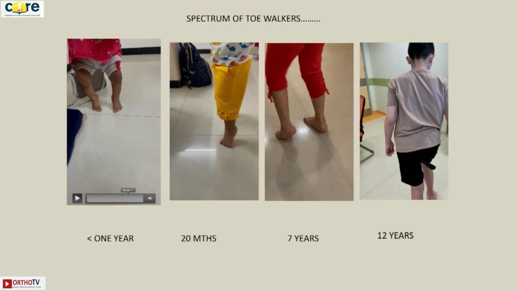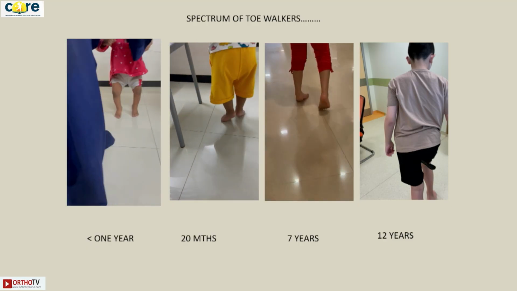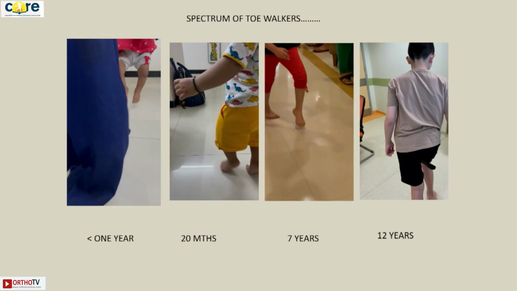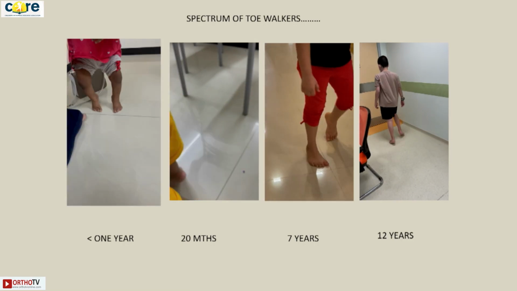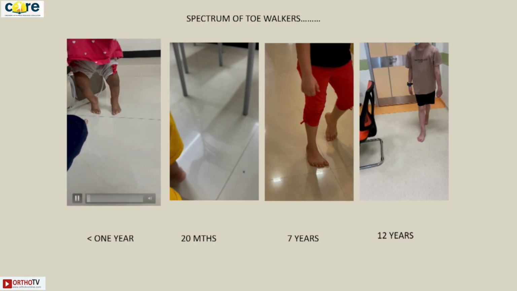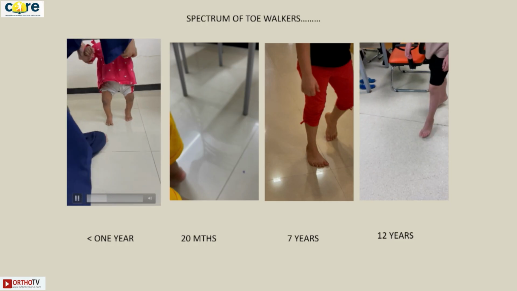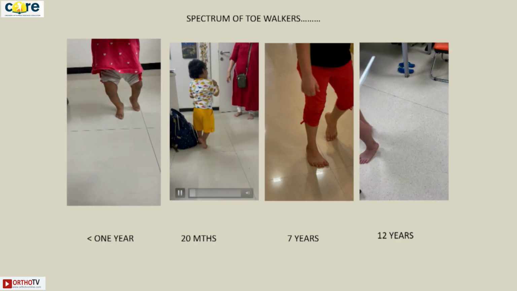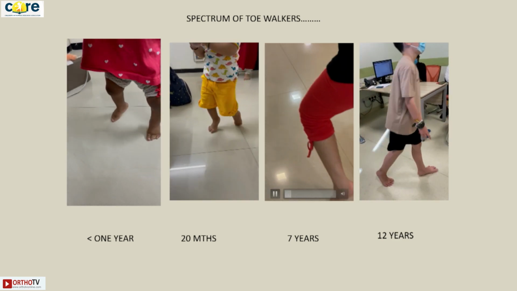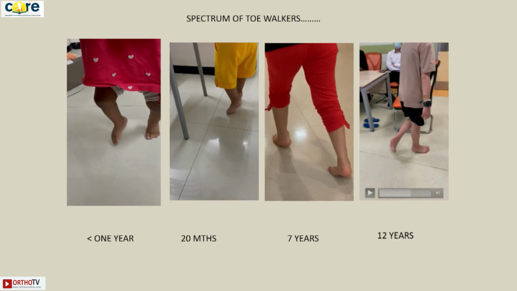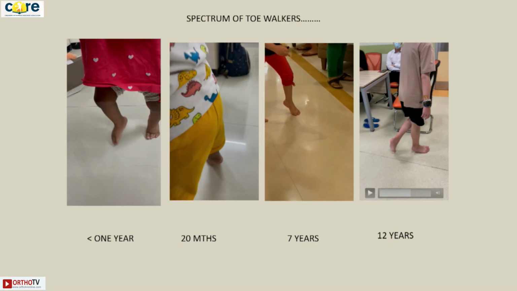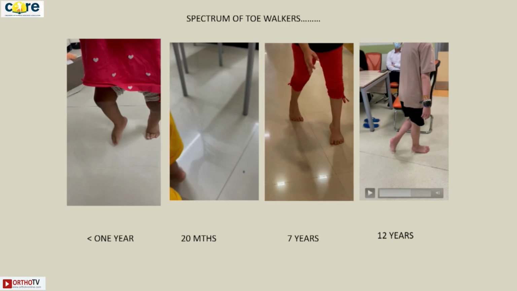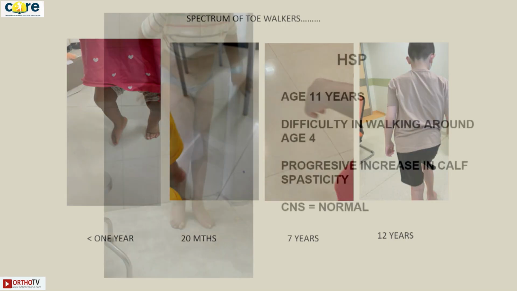As they grow older, some of the children may present at 20 months, some may present at 7 years, and some may present even later. But all these children are different. This child is a physiological toe walker. This is a diplegic child. This is diplegia, and this child has ADHD. So again, toe walking itself is not a diagnosis. Toe walking has to be ascertained in terms of the age of the child and also the physical examination.